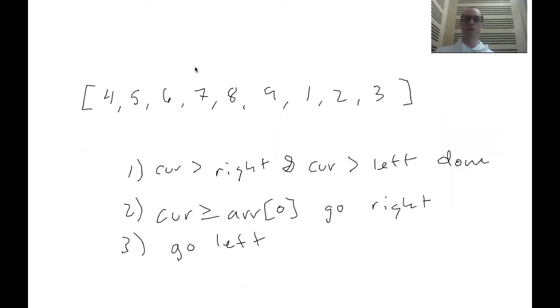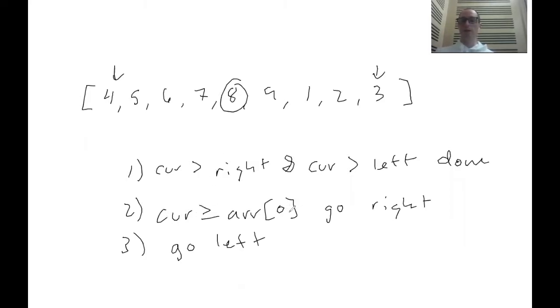All right, so we'll set our bounds, we'll set our low pointer and our high pointer, and we'll start looking at the middle value. We'll check to see, is it greater than the value on its left? Yes, it is. Is it greater than the value on its right? No, it's not. So that means that it's not our peak.